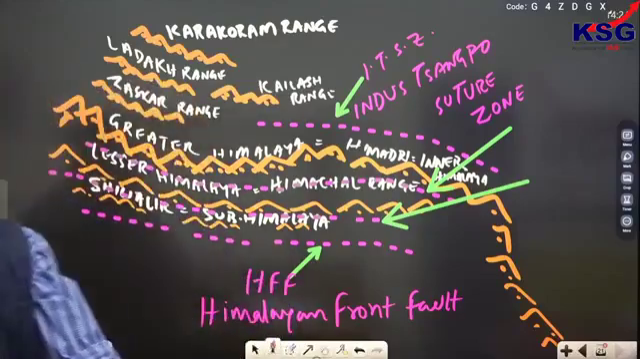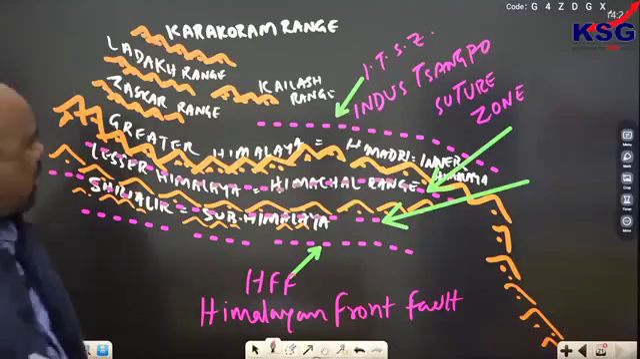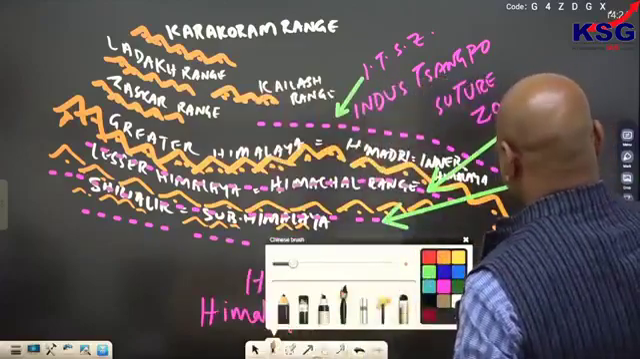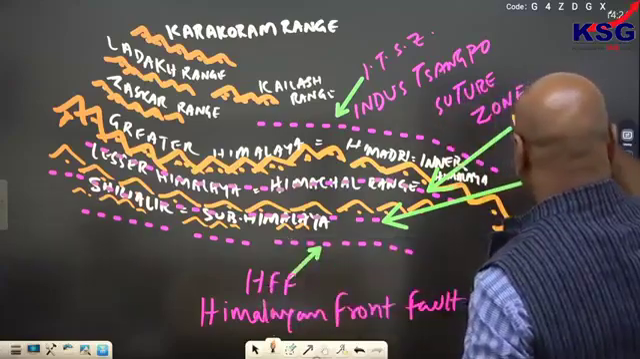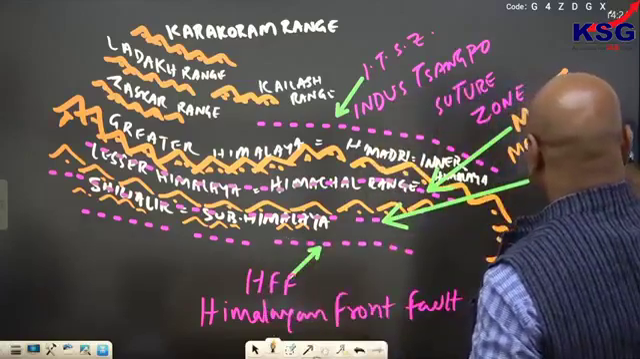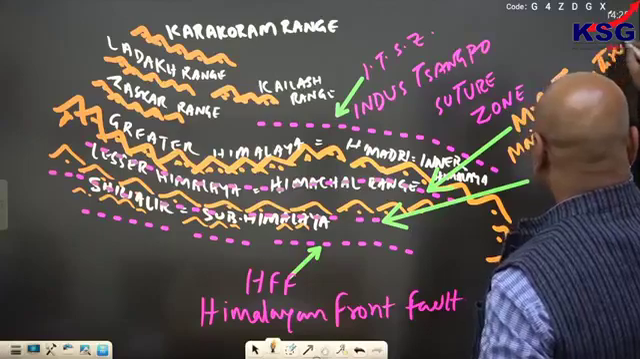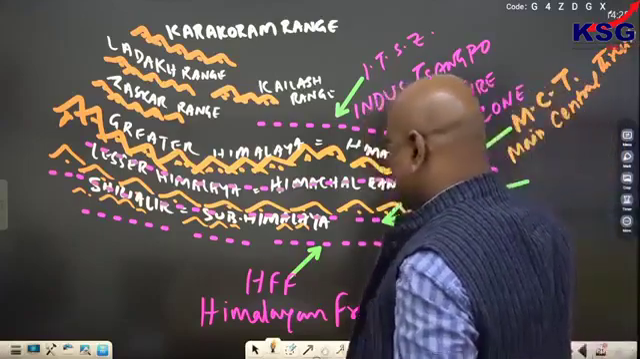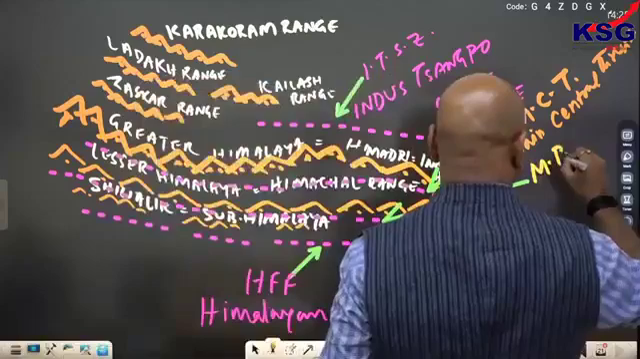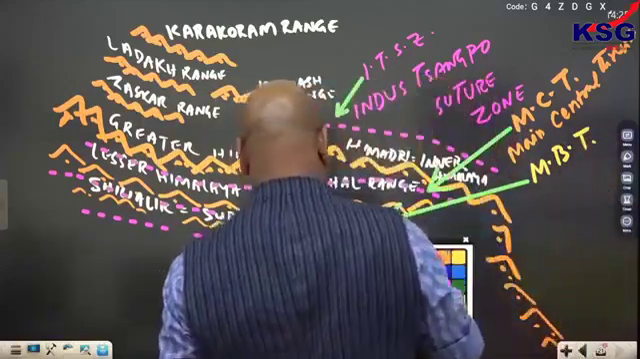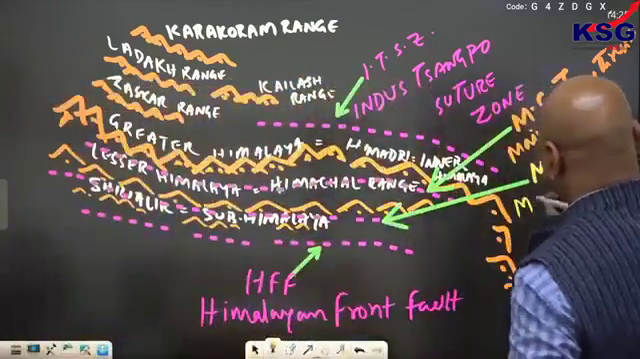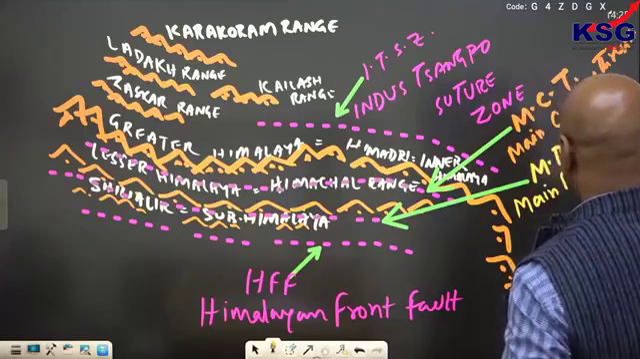Main central thrust or MCT, between the Great Himalaya and Lesser Himalaya. This here is known as the MCT, main central thrust. Then you have here MBT, main boundary thrust.